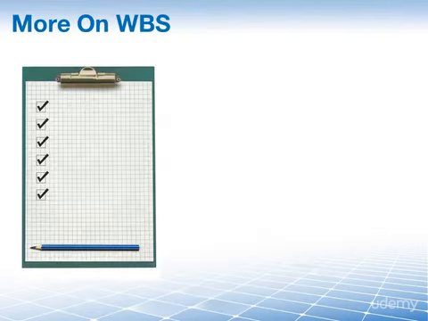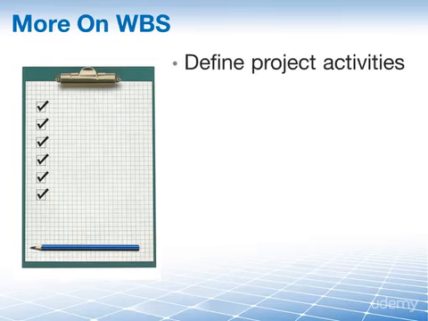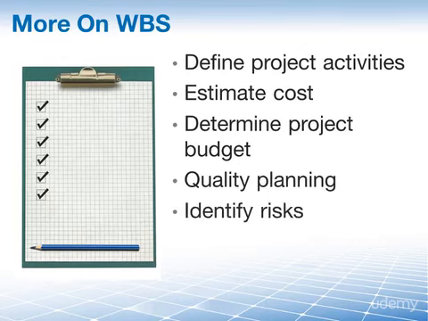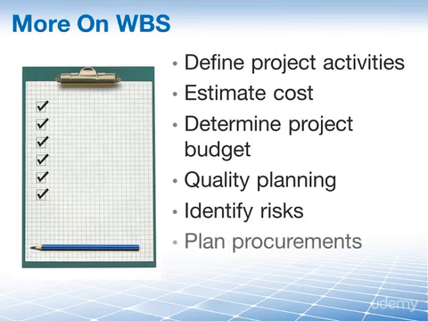The work breakdown structure, the WBS, is one of the most important tools on your project. It's the primary output of the Create WBS process, and it becomes part of our scope baseline. And this scope baseline will later on then be used for defining project activities, for estimating the cost, for determining your project budget. We'll use it for quality planning, identifying risks, and also planning our procurement, for instance.